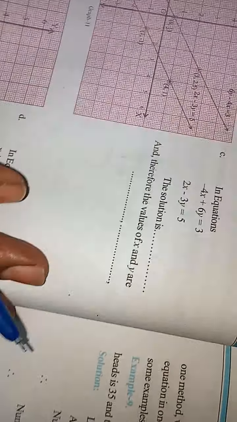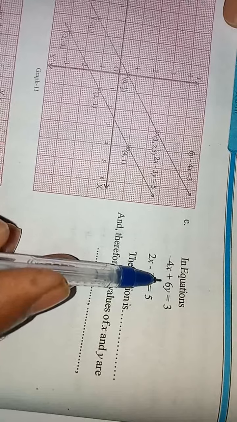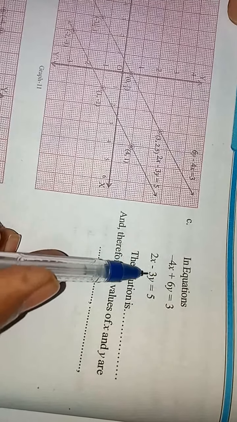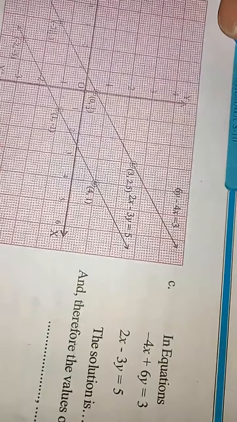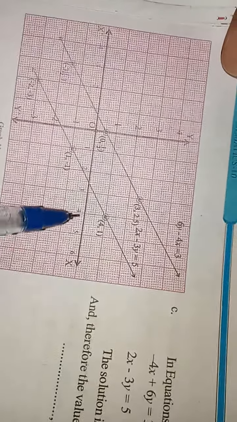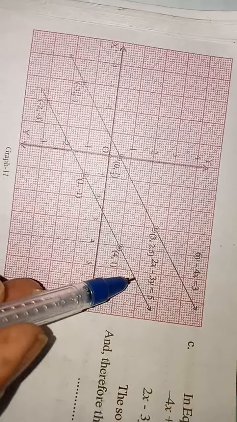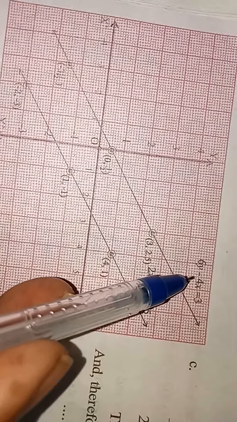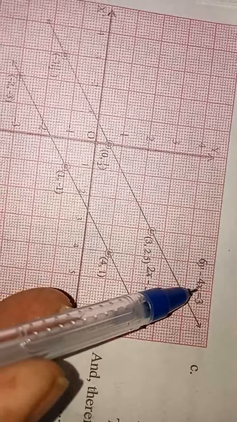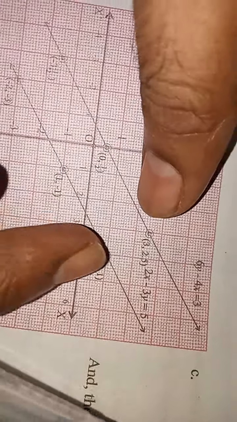Now C is the equations minus 4x plus 6y equal to 3 and 2x minus 3y equal to 5. You will see in the graph the equation line of equation 2x minus 3y equal to 5 is this, and the equation line of equation minus 4x plus 6y equal to 3 is here, and both lines are parallel to each other.